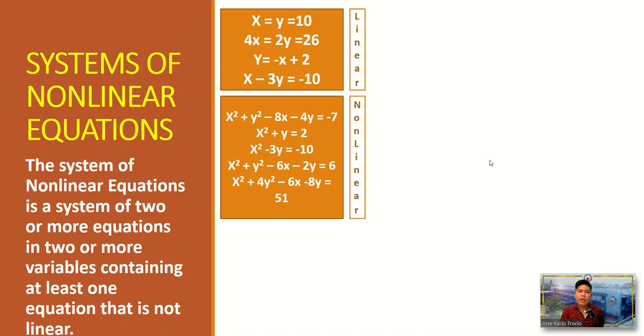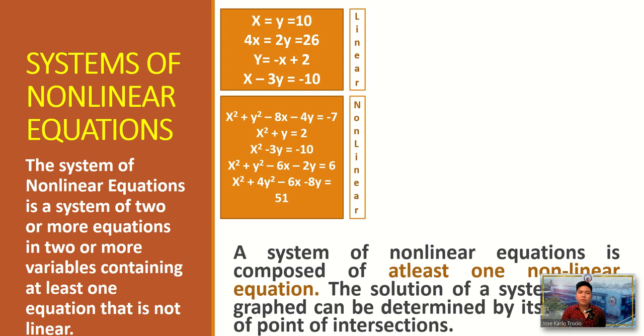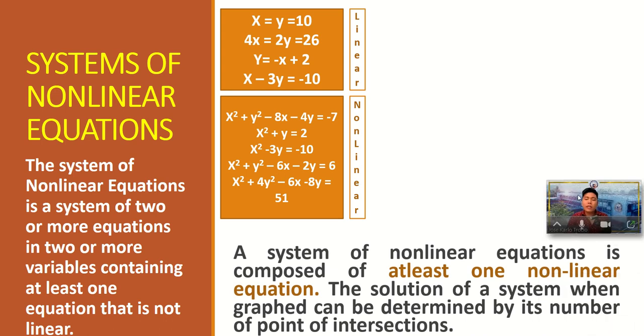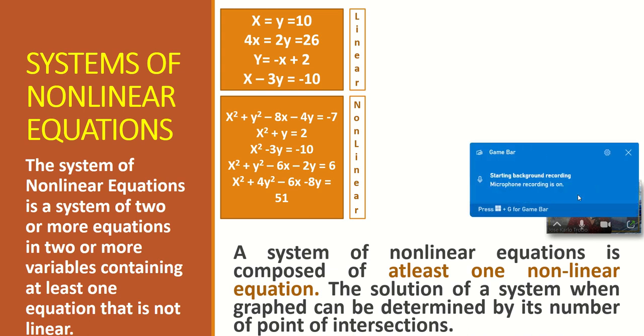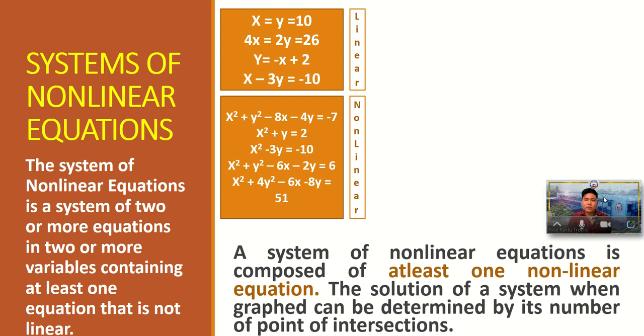So again, anything that has a degree or an exponent that is 2 or more than 2 is a nonlinear equation. So again, a system of nonlinear equations is composed of at least one nonlinear equation. The solution of a system when graphed can be determined by its number of points of intersection. Let us see. Let us have this example.